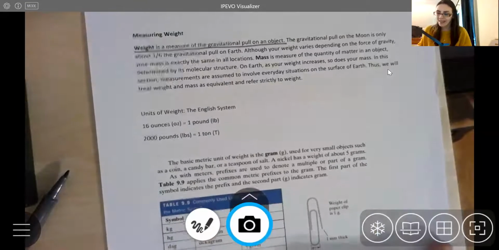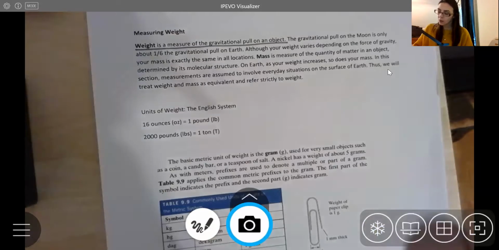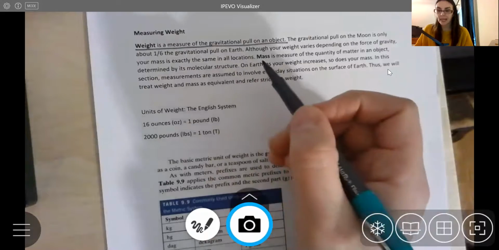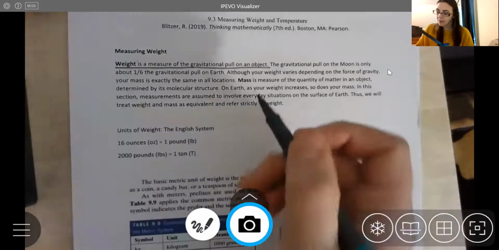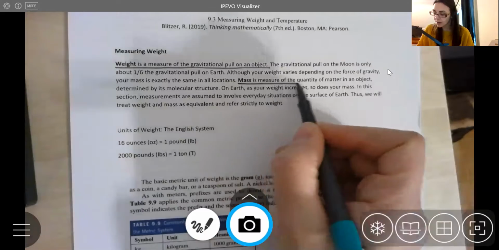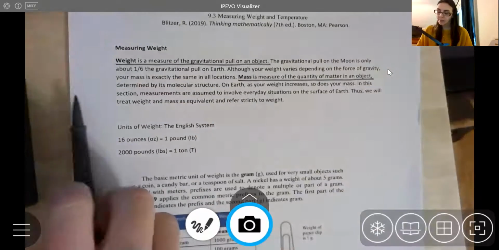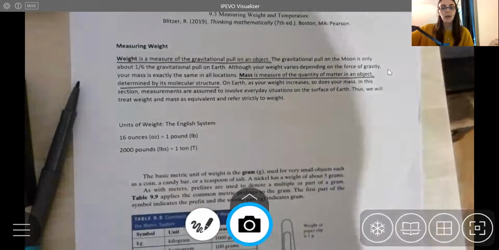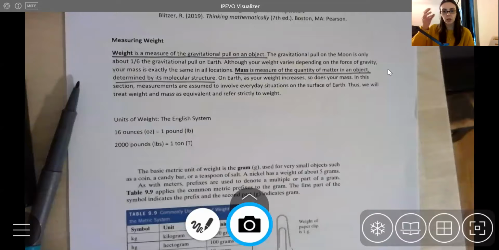Okay, sorry about that. So the gravitational pull on the moon is only about 1/6 the gravitational pull on Earth. So although your weight varies depending on the force of gravity, your mass actually is the same. So your weight can vary depending on gravity, but the mass is the same. So the mass is the measure of the quantity of matter in an object. It's determined by its molecular structure. So there's kind of two different things here. However, on Earth, as your weight increases, so does your mass.